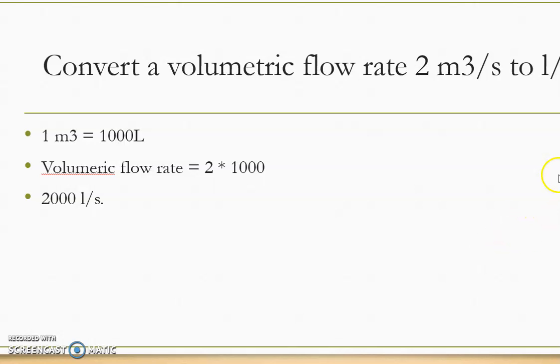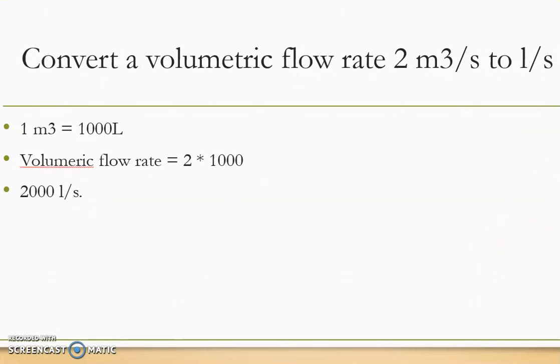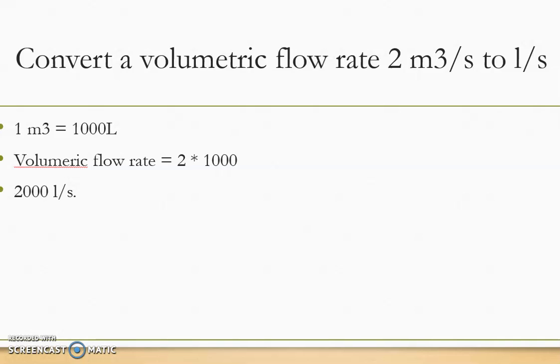Next example that can be solved: convert the volumetric flow rate of 2 meter cube per second to liter per second. 1 meter cube is equal to 1000 liter. Volumetric flow rate is going to be 2 into 1000, equal to 2000 liter per second, because 1 meter cube is equal to 1000 liter. So without a calculator you must be able to remember these units. That is very important.